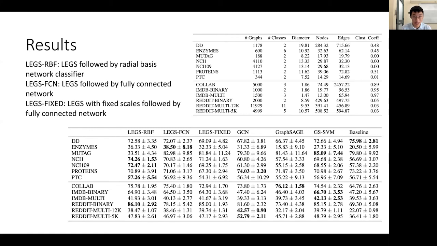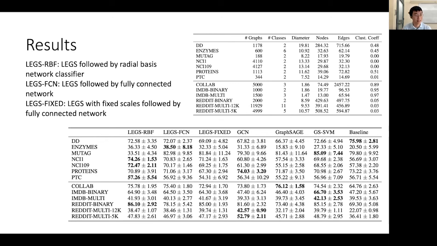We showed that this learning of scales allows us to adapt to different graph types, and particularly it helps on molecule graphs, which have a large diameter relative to their size. We use 3 kinds of networks: LEGS RBF, which is a learnable scattering network module followed by a radial basis network; LEGS FCN, which is a learnable scattering module followed by a fully connected network; and LEGS fixed, which is an architecture where we fix the scales and only train the fully connected network for comparison.